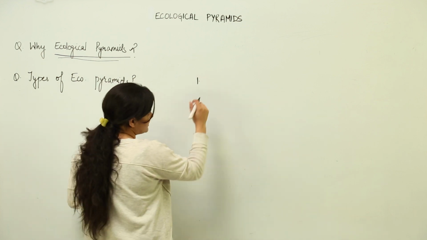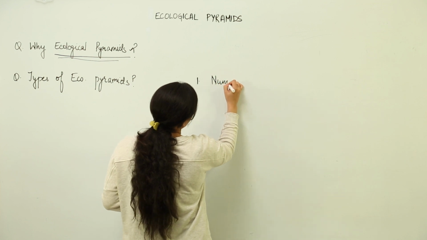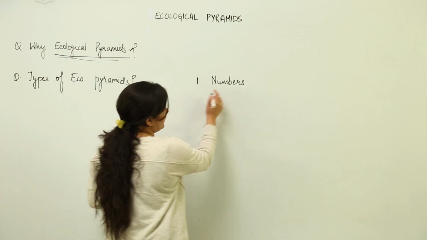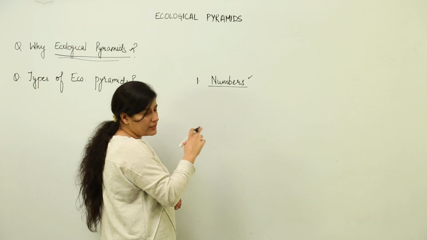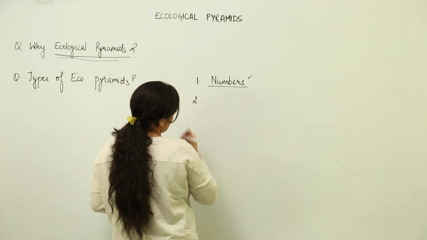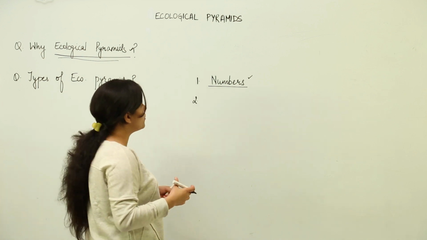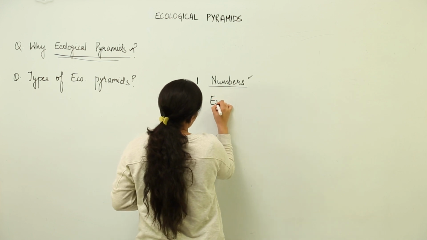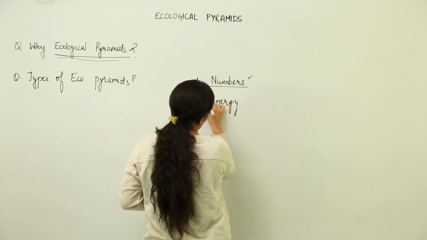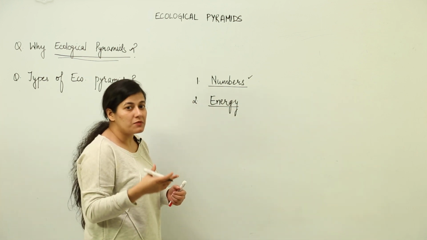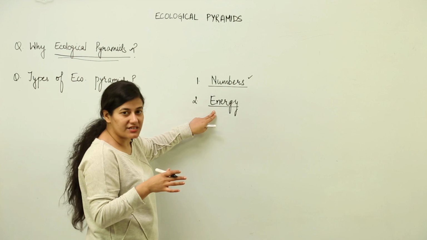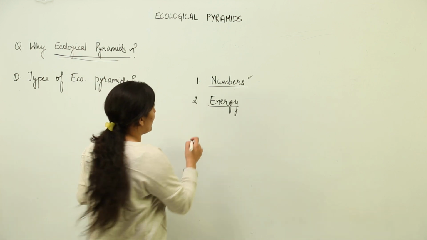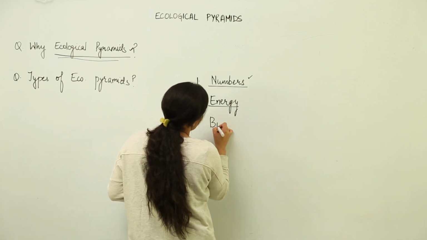First of all, as we took in the example, it was in the case of numbers, that I can talk about the number of organisms in each trophic level. That would be the ecological pyramid of numbers. We will discuss it, but before that you need to know the ways in which we can represent the standing crops in a trophic level. First one is numbers. Second is energy. If I am talking about how much energy is being produced in each trophic level, a comparative account would be represented in the form of an ecological pyramid of energy. And the third one is the pyramid of biomass.